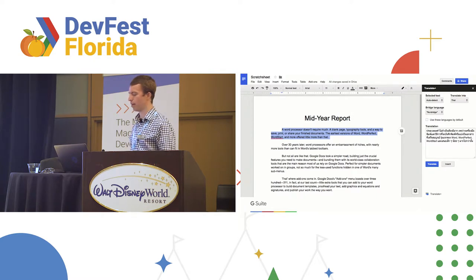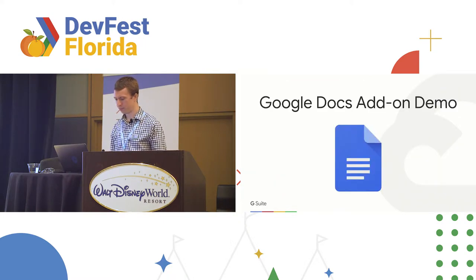Here's another example, Translate. So let's say you want to use Google Translate and you want to use Google Docs. Well, why do you have to switch between these two products? Why can't they just be integrated, right? Well, here, this is a pretty popular add-on you can install just through the add-ons menu, Translate Plus. It allows you to translate from one language to another, even specify the bridge language.